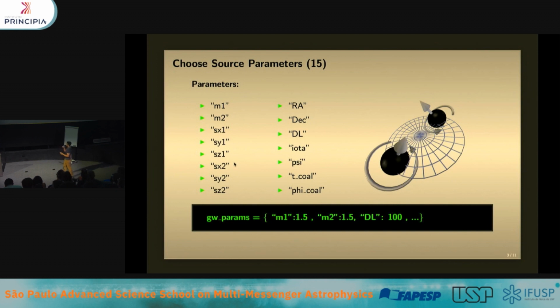The way we call these parameters is by defining a simple Python dictionary, where you use one of these keys and set the values of your parameters. And the units you can see in the documentation for more details.